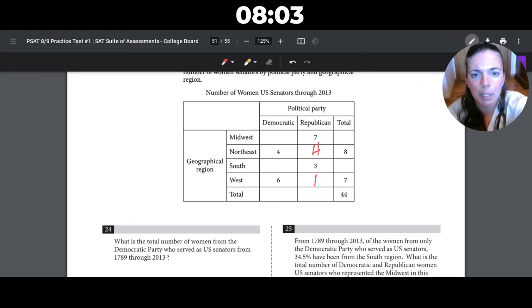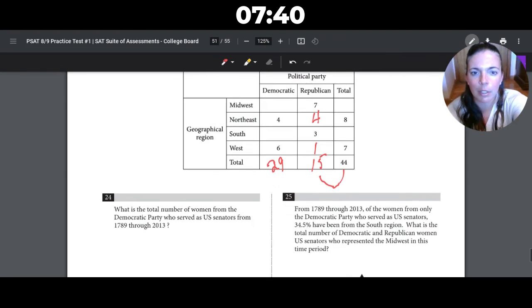And then it looks like I could add up my total in my Republican Party. 7 plus 4 plus 3 plus 1. So that will be 15. Oh, and now that I know that, I know the total Democrats because I could just do 44 minus 15. That should give me 29. Okay, so this is all the information I think I can find with what we are given. So let's see what the questions ask.